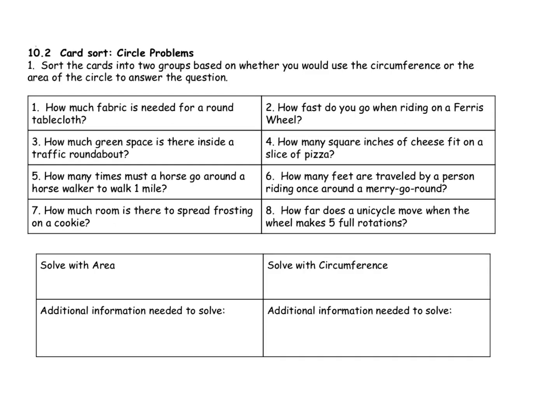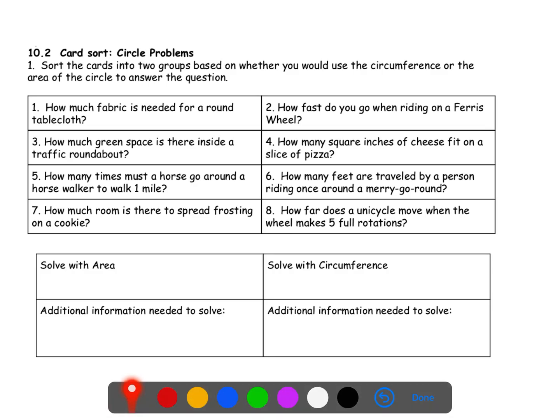If we look at the first one here, this is meant to be a card sort activity where we would sort them into different groups, and we're doing that a little bit differently here. We're going to look at the 8 different questions and decide if each should be solved by calculating the area of the circle involved in the problem or calculating the circumference of the circle involved. So for the first one, it says how much fabric is needed for a round tablecloth.